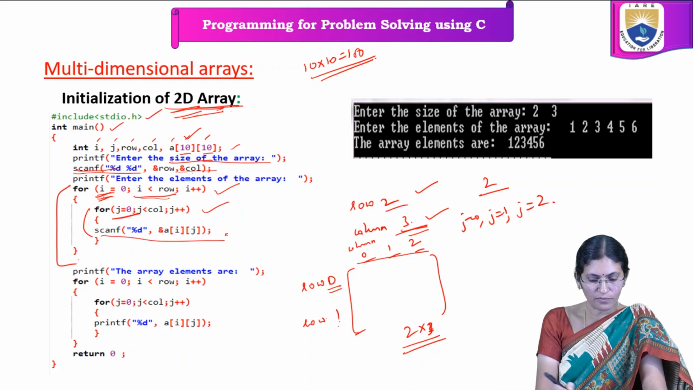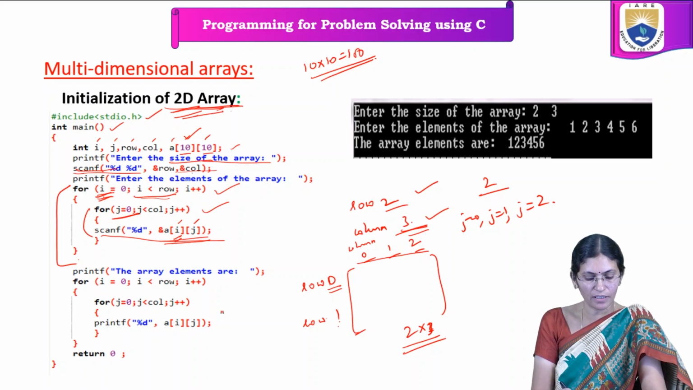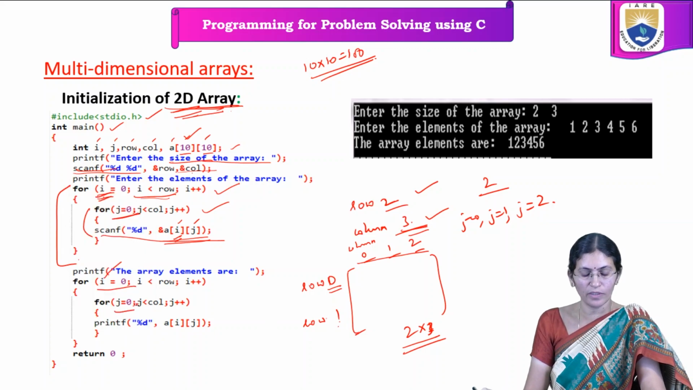By using the scanf function, in order to read the elements into the two-dimensional array, we need two subscripts. One subscript refers to the row and another subscript refers to the column. Next, in order to print the elements of the array, we again need a nested for loop. This is a variable which iterates over the rows and this is a variable which iterates over the columns.